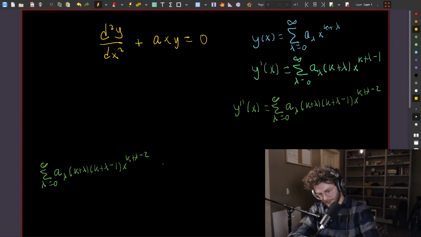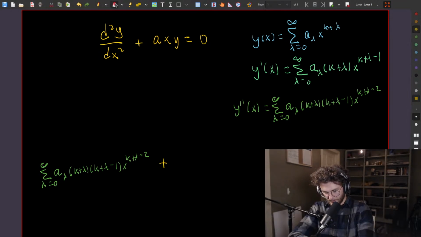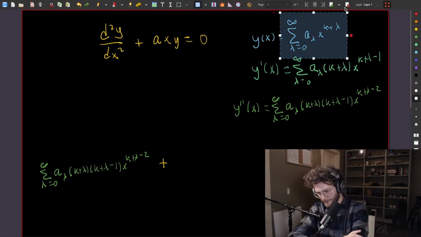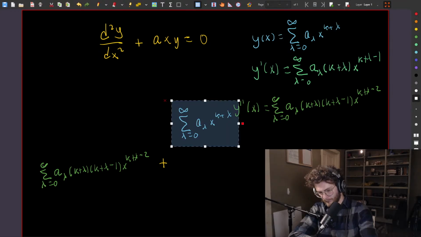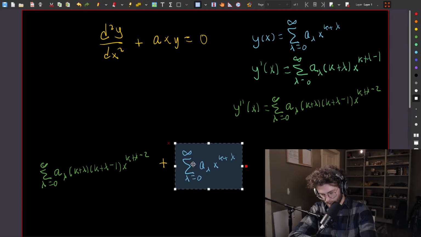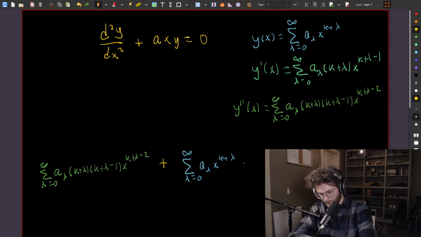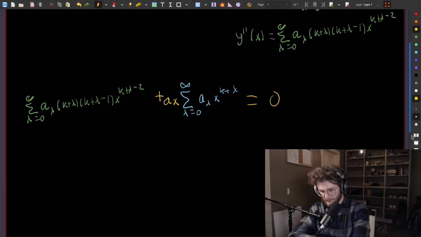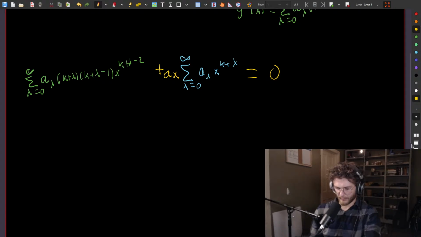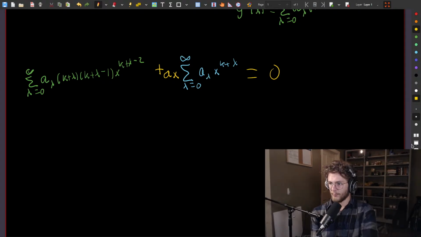We'll keep the yellow for now. We'll switch to orange. Plus this first one here equals 0. AX. Oh, it just got bigger. I got more space now.